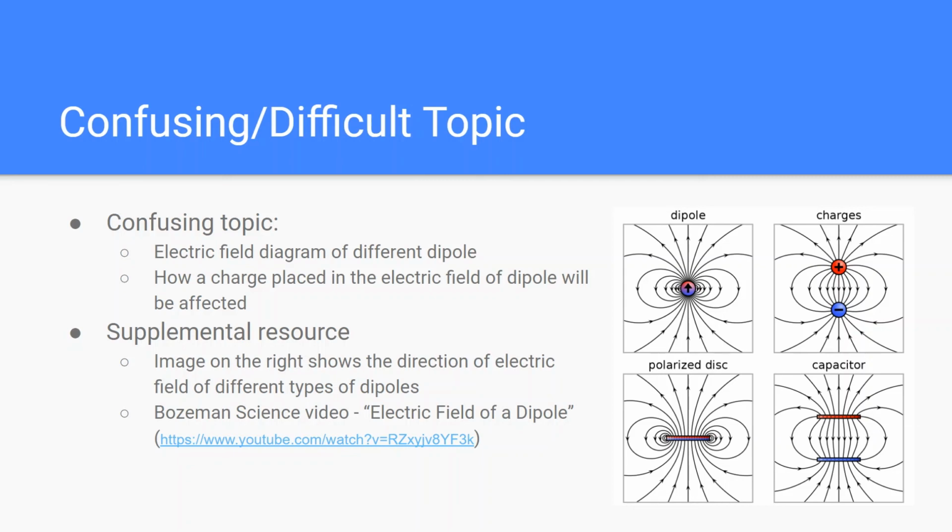A supplemental resource that I would suggest is the Bozeman Science video of the electric field of a dipole. Basically, this video tells you how the electric field of a dipole is created, and he shows you how the electric field of the positive charge and the electric field of the negative charge can be overlapped, and you can see this nice diagram of how the dipole electric field is created.